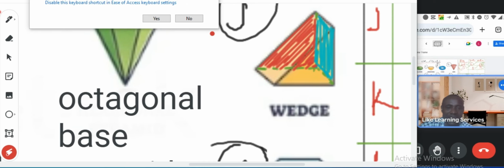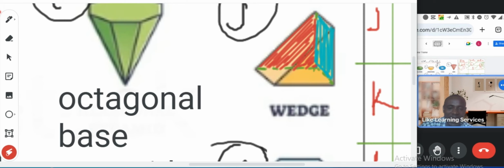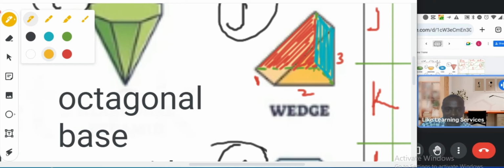5 faces. Now let's count the number of sides or edges. 1, 2, 3, 4, 5, 6, 7, 8. Let me count again. Maybe I should be writing letters on it. 1, 2, 3. Let me write numbers on it so that you can see it. Let me use a black pen.